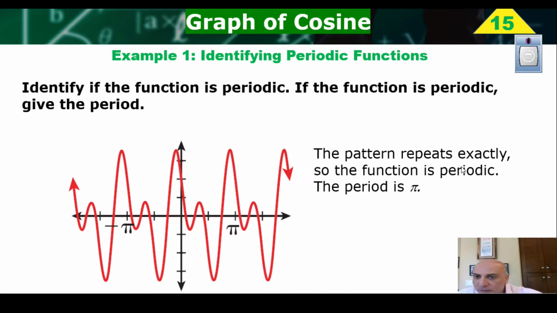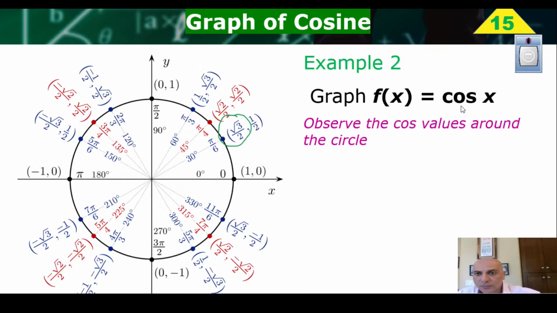So here, this pattern repeats itself exactly, and that's why it's periodic. And the latter portion of the question, identify the period. So the period takes one pi. As I said, no matter how you slice it, the beginning and ending point of the wave, you're going to end up with a pi. Okay, here we go. So now we are ready to get started thinking about the cosine function. How do I graph the cosine function?